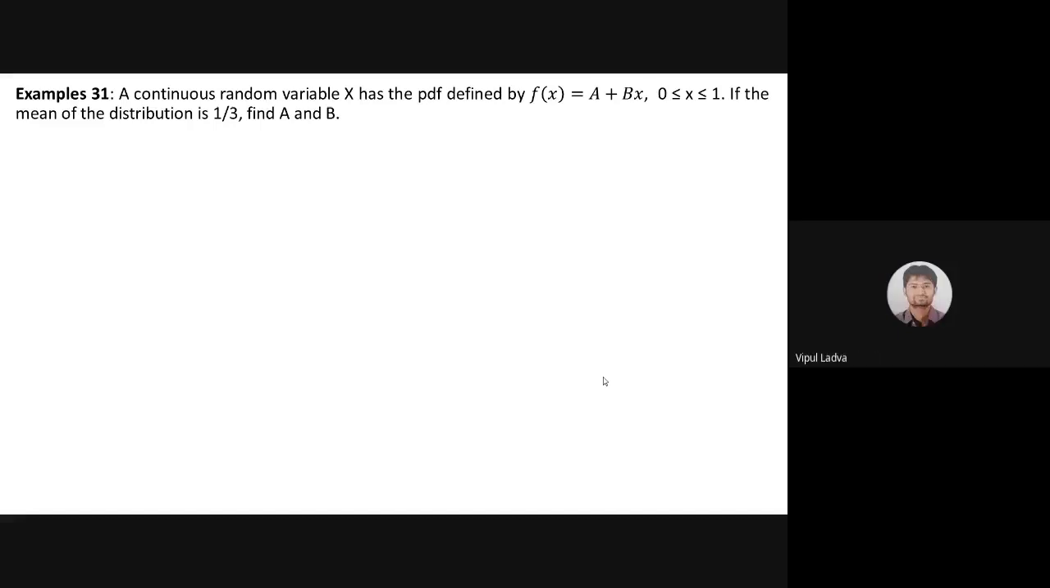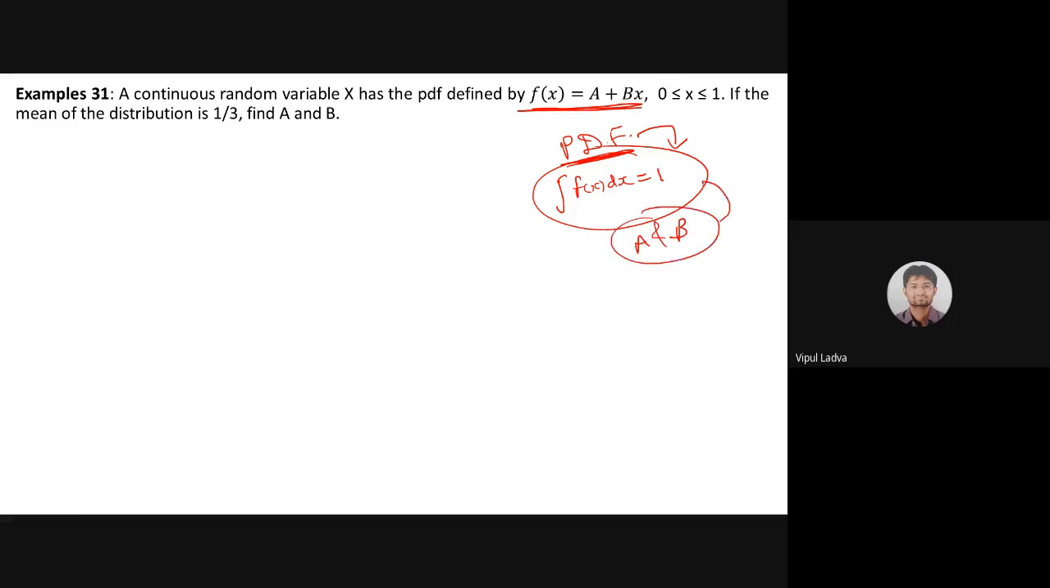Here we have two unknowns in the function, A and B, capital A and capital B. We are looking for that A and B. We know that this particular function is a probability density function, so one thing we know is that the integration of f of x dx is 1. So first of all, use this data related to the probability density function, and set the integral equal to 1. You will get one relation using a and b. Keep it aside.